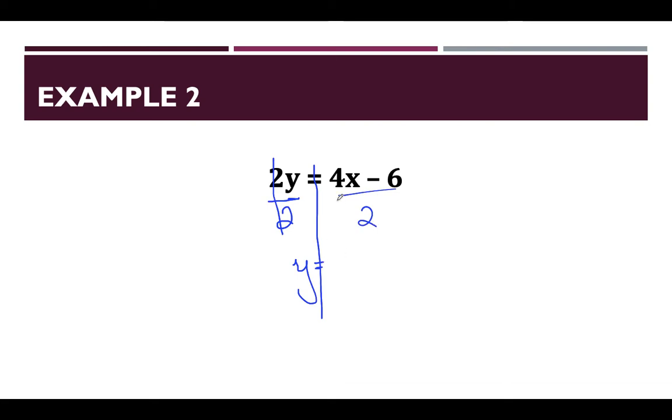So that means 4x divided by 2, which is 2x, but you also have to divide 6 by 2, which is 3. So we're dividing this entire expression by 2. So you have to make sure that you divide both terms by 2. The biggest mistake is forgetting to divide everything by 2. But that's it. That's our answer. y equals 2x minus 3. And that's in our y equals mx plus b form.